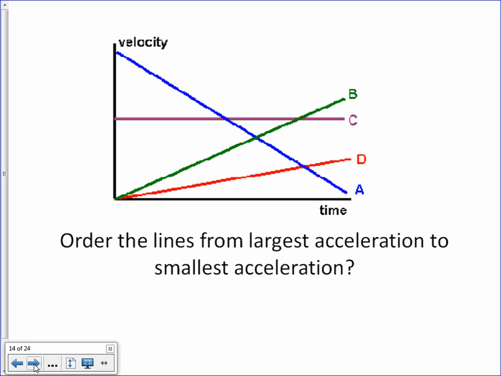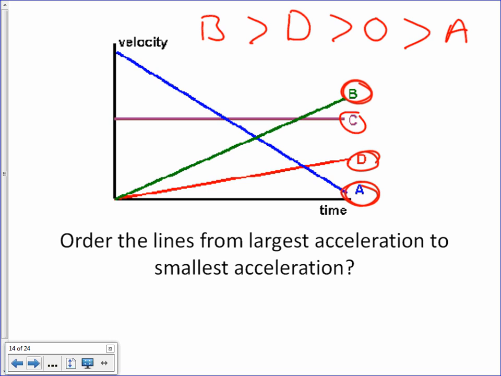Let's see, largest to smallest. So largest would be the steepest. Looks like B is the steepest positive. D is next, and then negative, if we're ranging. So B is bigger than D. I'm sorry, D, I said. So let me erase that. It's bigger than D, and then we have C, which is 0, and then we have a negative acceleration with A.